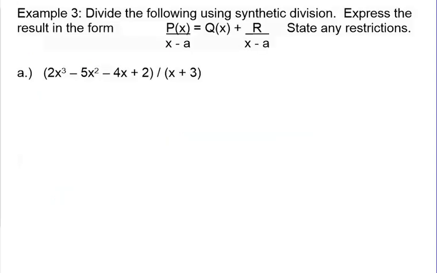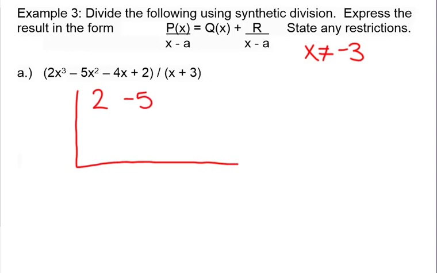Example 3, divide the following and then state it in our P of x, Q of x form. State any restrictions. Ooh, forgot to do that on the last one. The last restriction was x could not be equal to negative 2. This one, our restriction is x cannot equal negative 3. So our first step, we write our coefficients 2, negative 5, negative 4, positive 2.